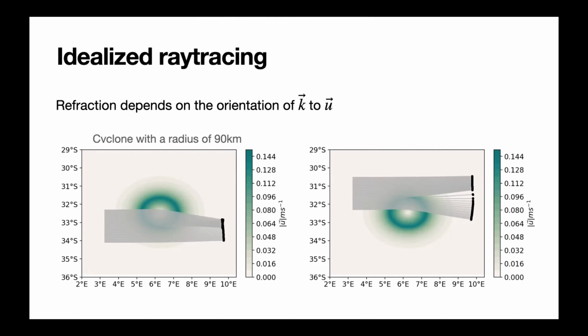If it meets more or less the southern part of the eddy, you have this convergence of ray paths, while if you go into the northern part, you have this divergence of the ray paths. If this were an anticyclone and you don't really change much in the stratification, it would just flip around. So the orientation of our wave vector and the background velocity is really the dominant part in how this refraction is happening.